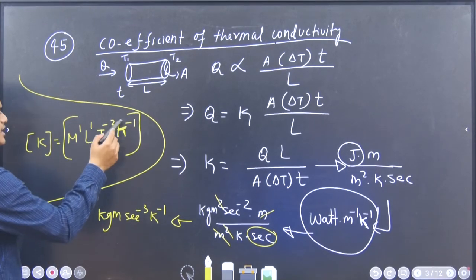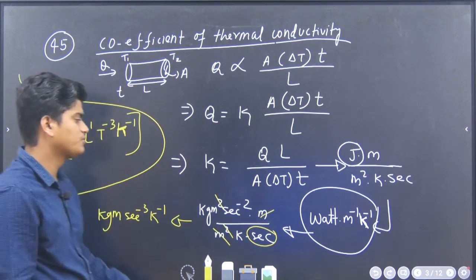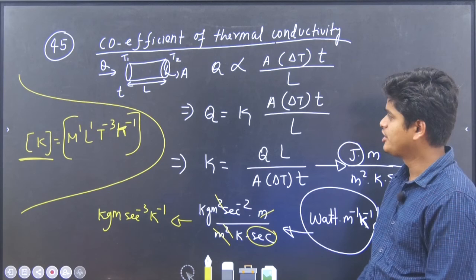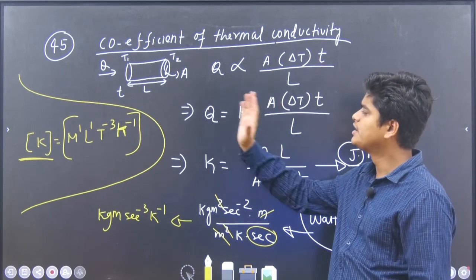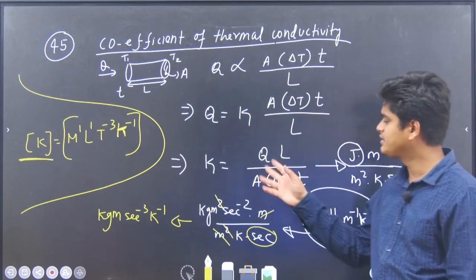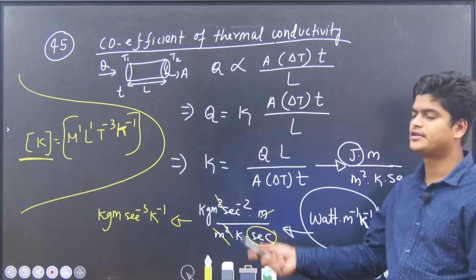Remember the difference between this K and that K: this one is temperature. Sometimes you can write theta also, theta to the power minus 1, but this is the coefficient of thermal conductivity. So this is a difference coming. If you remember the formula for the coefficient of thermal conductivity, then you can easily find the SI unit, and after that you can find the dimension.